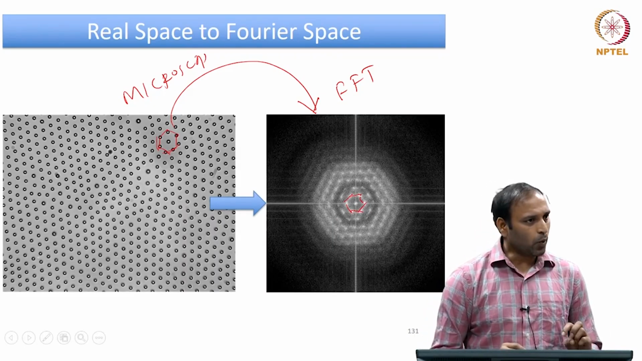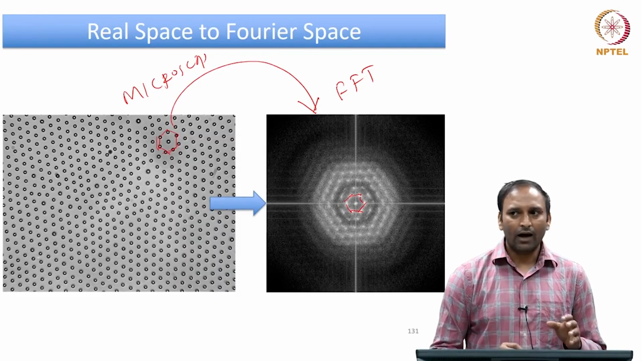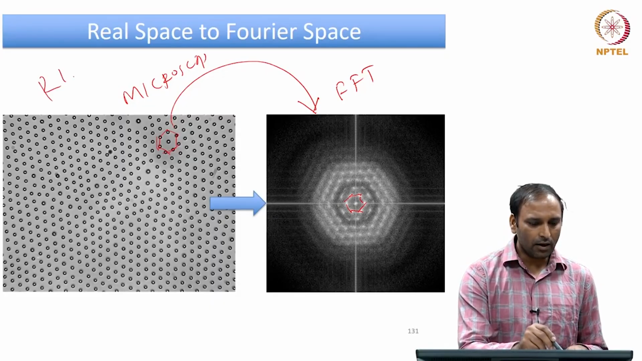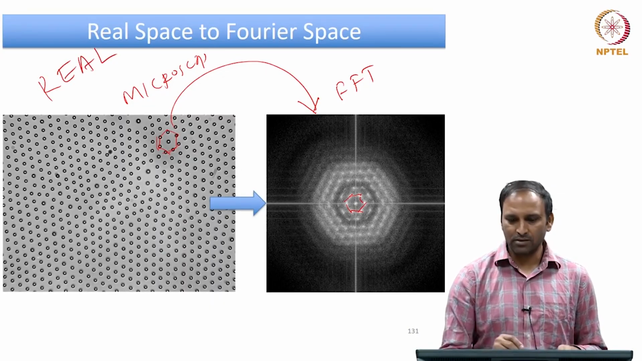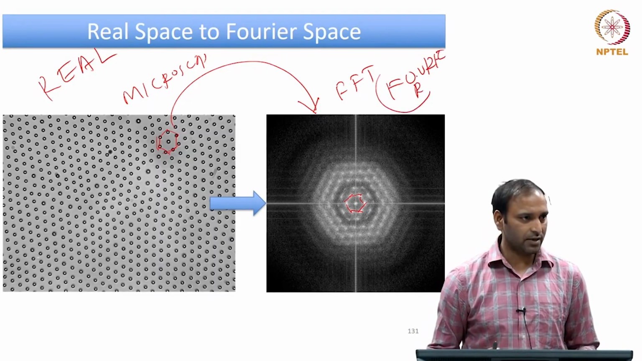One way to think about this static light scattering experiment would be: I am imaging microstructure, but not in real space, in what is called Fourier space. That's all that is there.